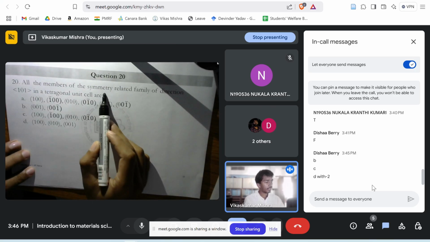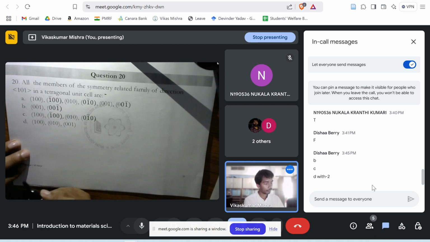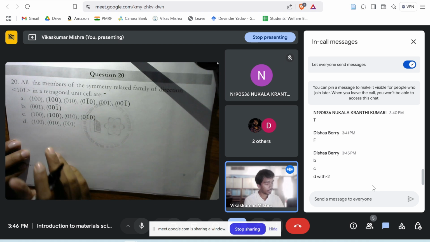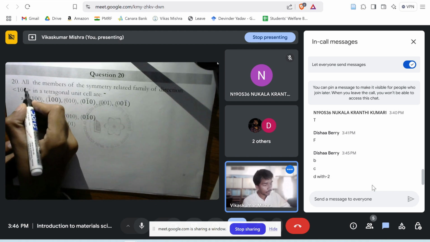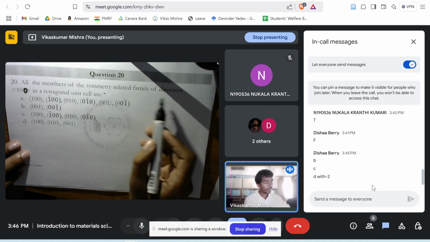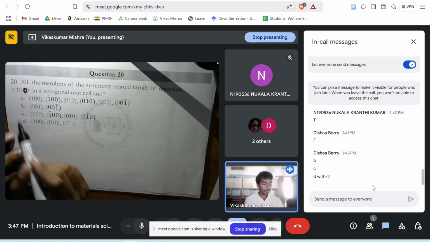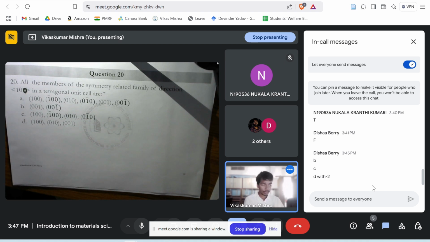All the members of the symmetry related family of a direction 101. Okay, there is a slight change, it should be 100. So for the family of related directions in the tetragonal unit cell, among A, B, C and D, which one will it follow?